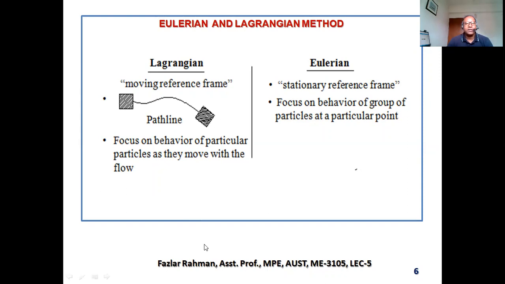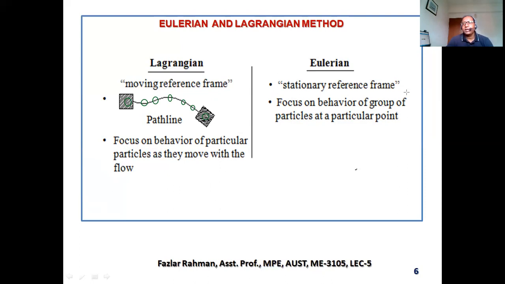So at one point, he is here. And in the next few seconds, he's coming over here, then coming over here, and he's dancing in the crowd, and finally he's coming over here in the stream, in the road. So he's moving through a path. So you are observing a fluid particle through the path of the fluid particle. That is called the Lagrangian method. It focuses on the behavior of fluid particles as they move with the flow. That means you are looking throughout the path of the fluid flow.